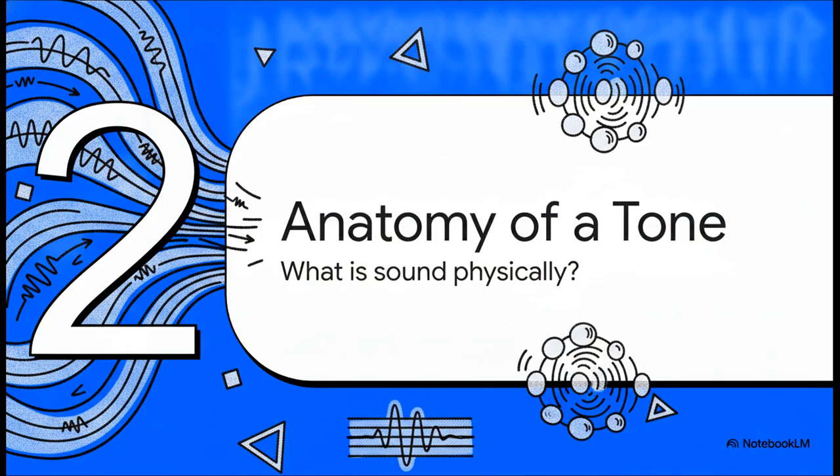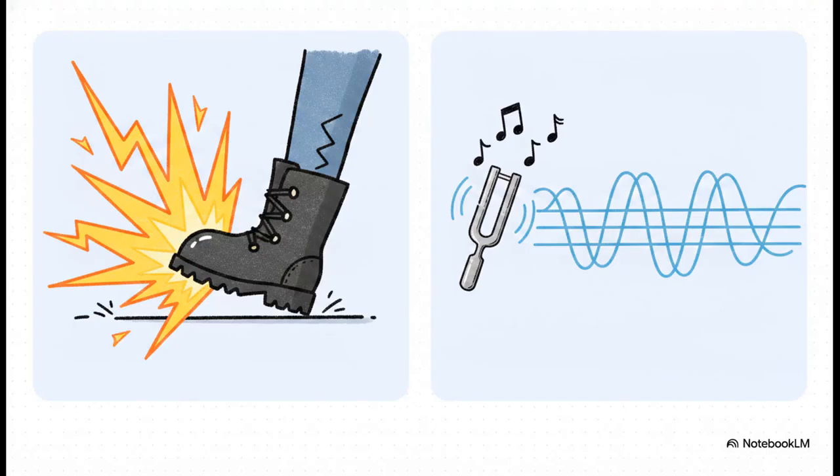Moving on to Section 2, the anatomy of a tone. Let's look at what sound physically is. To take this from pure philosophy into physical reality, we really need to compare two things. Imagine a stamped foot. That produces an irregular, totally random vibration on your eardrum. Basically, it's just noise. But compare that to a musical note. A musical tone relies completely on a repeating pattern of pressure. It's that periodicity, that specific, uneven shape repeating itself over and over again, that our brains magically interpret as music.